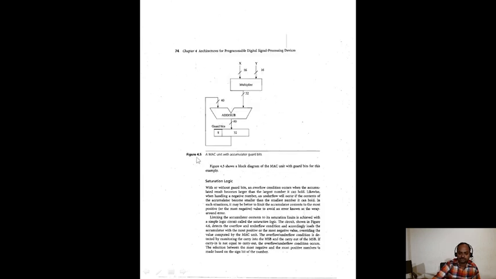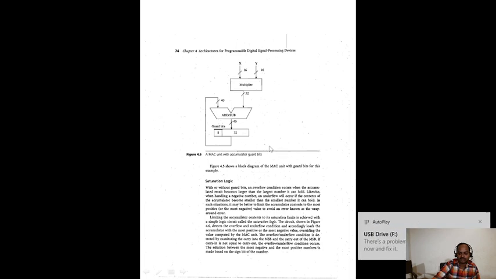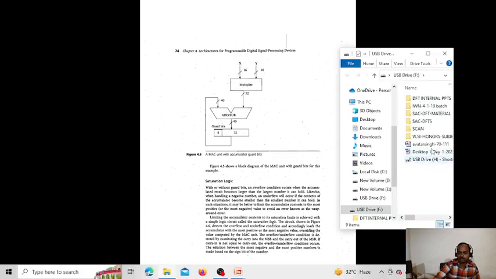So this is a MAC unit with the accumulated guard bits. These are the guard bits, used to avoid the errors because of underflow or overflow.